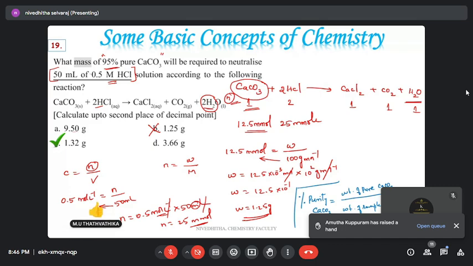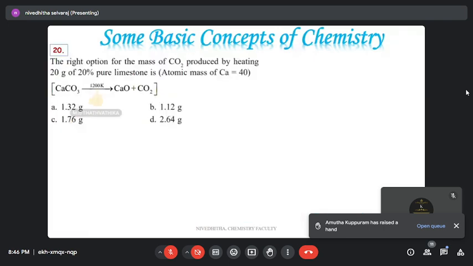Yes, ma'am. Okay. Here also the question is related to purity. What is the right option for the mass of carbon dioxide produced by heating 20 gram of 20% pure limestone? Limestone is nothing but calcium carbonate. They have given the process and the equation as well. Basically, they are heating the calcium carbonate, so by heating we are decomposing it to give calcium oxide and carbon dioxide.